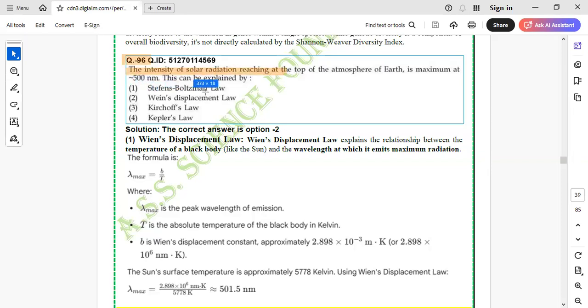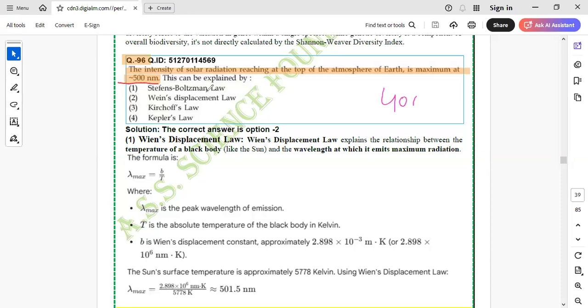The intensity of solar radiation reaching the top of the atmosphere of Earth is maximum at 500 nanometers. So 500 nanometer is the maxima of PAR because it is the center point of 400 to 700 nanometer, which is the sun's PAR maxima, which is 500. We have talked about this, right? So the intensity of solar radiation reaching the top of the atmosphere of Earth is maximum. From here it should have come to your mind, they are talking about lambda max. They said 500 nanometer, right? 500 nanometer is the lambda max for the visible light.